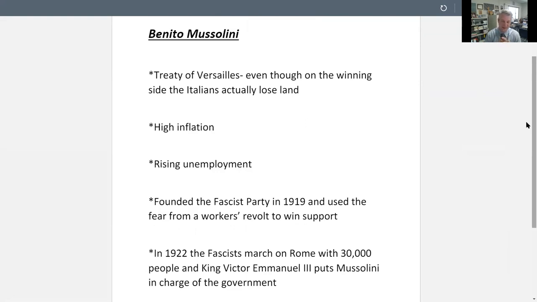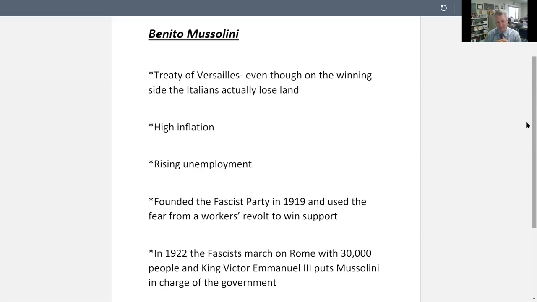To a lesser extent, you had Italy sort of in the same situation. Even though they were on the winning side, the Treaty of Versailles actually took land away from Italy on the northern part of their country and sort of the northeastern part of their country. They also had high inflation, and that means that basically you go into a store, you buy a loaf of bread for $1 one day, you come back the next day, it's costing you $2. So inflation is a sustained rise in the prices of goods and services, but your money doesn't go up.